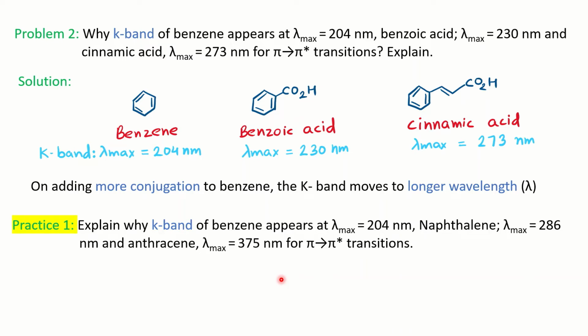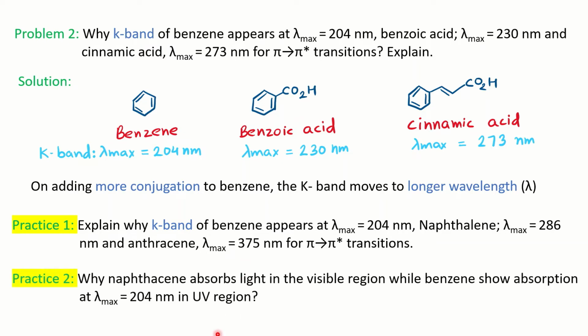Now this is a practice question. Again, they have given you the K band of benzene at lambda max. Naphthalene again 286 nanometer. For anthracene, the lambda max value is 375 nanometer for pi to pi star transition. You can notice the pattern. Benzene, you have a single ring. Naphthalene, you have 2 aromatic rings. Anthracene, you have 3 aromatic rings. So I hope you got the clue. The conjugation is increasing in each case, and therefore the lambda max value is increasing, means the bathochromic shift. You can use the same explanation to justify it.